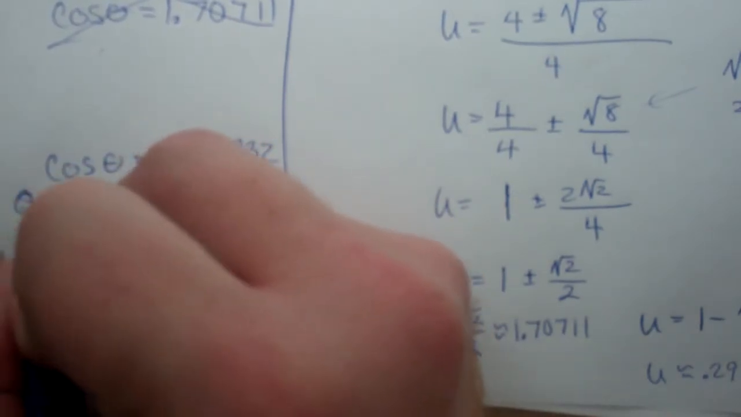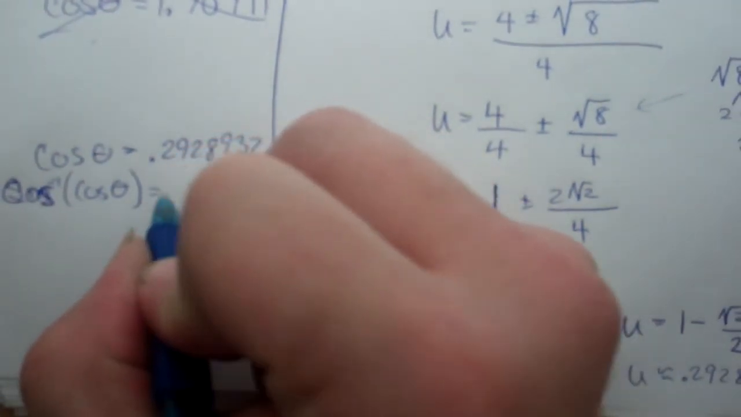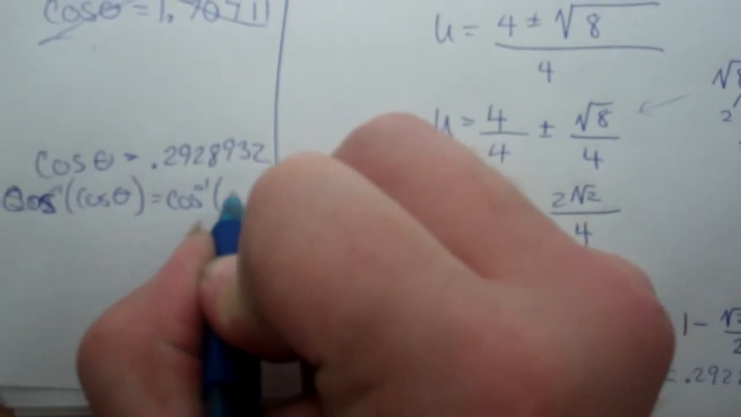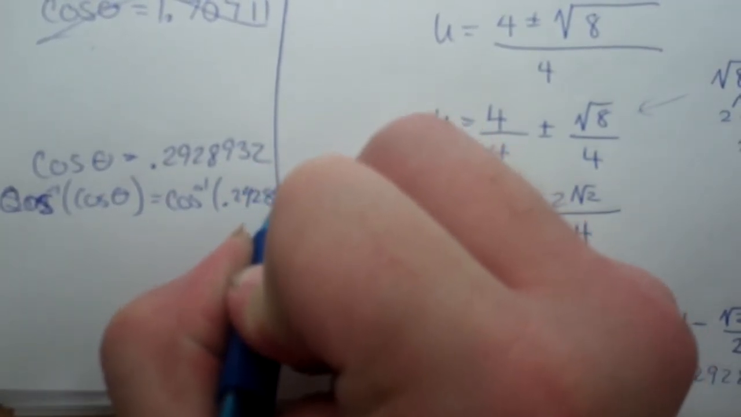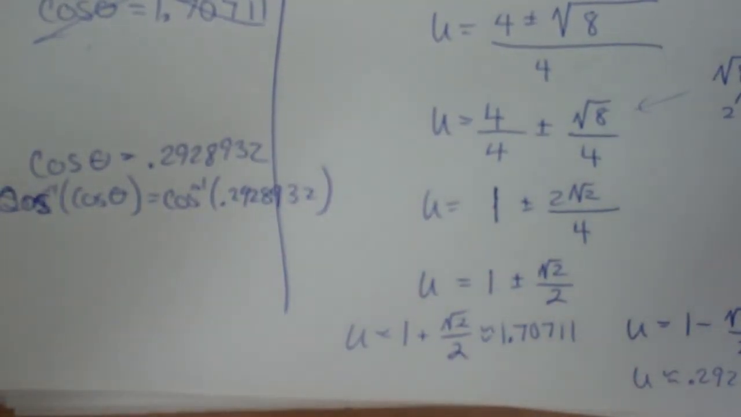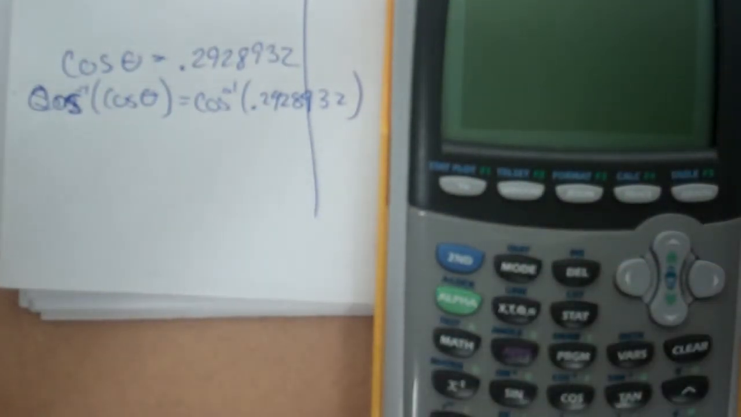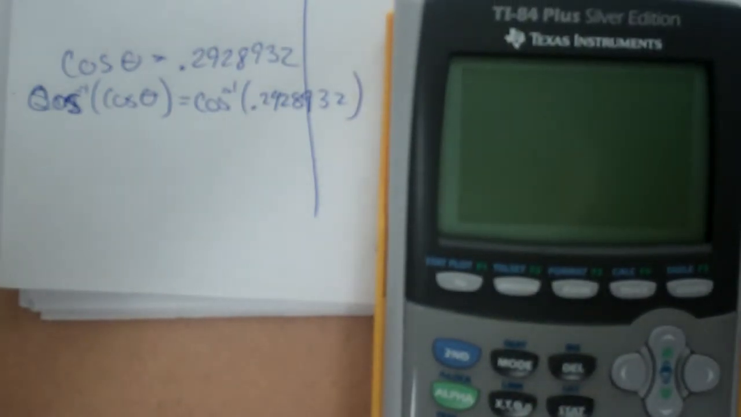Not the inverse cosine, sorry. The inverse cosine of the cosine of theta is equal to the inverse cosine of 0.2928932. Let's use the calculator. The calculator here is on degrees, and so we can type this in. Putting in the inverse cosine of that number, we end up with the inverse cosine of 0.2928932. The calculator says that's 72.9 degrees.